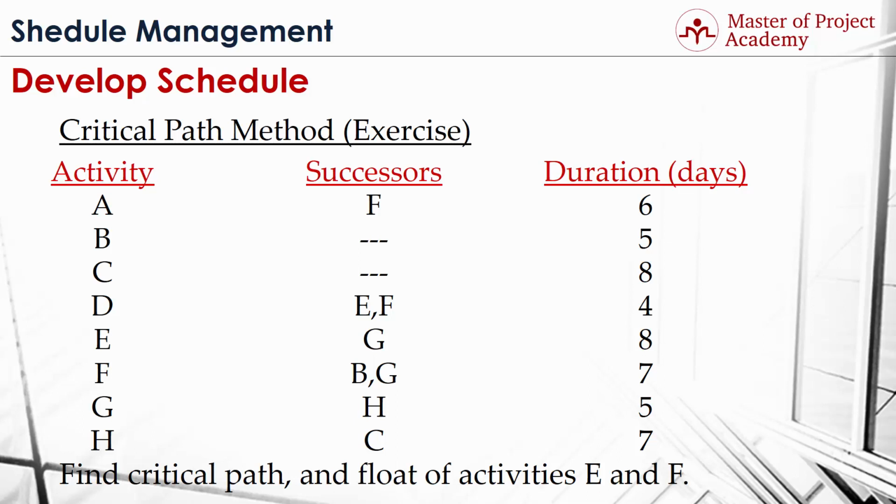Here in this exercise, we will find the critical path of the project and float of activities E and F. In order to find the critical path, first we will draw the network diagram. Then we will define each possible path in this network diagram from the start of the project till the end. And then we will define the longest path in this network diagram, which will give us the critical path. And after finding the critical path, we will find the float of activities E and F, respectively.